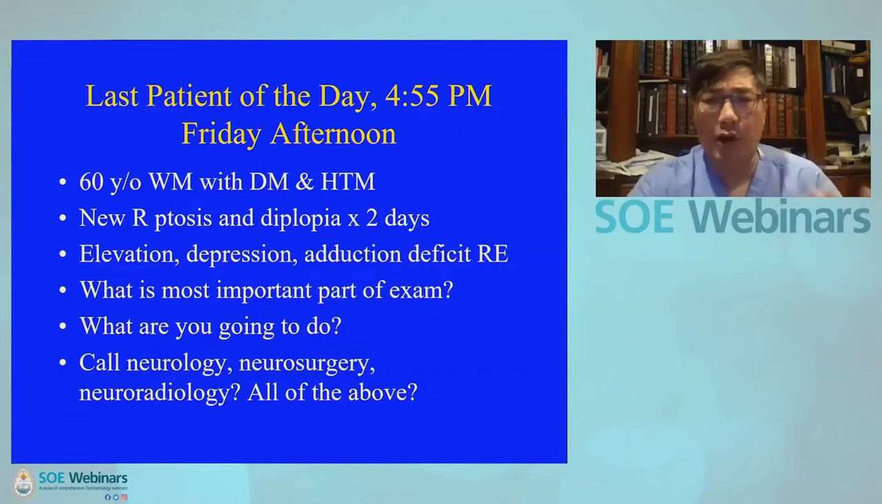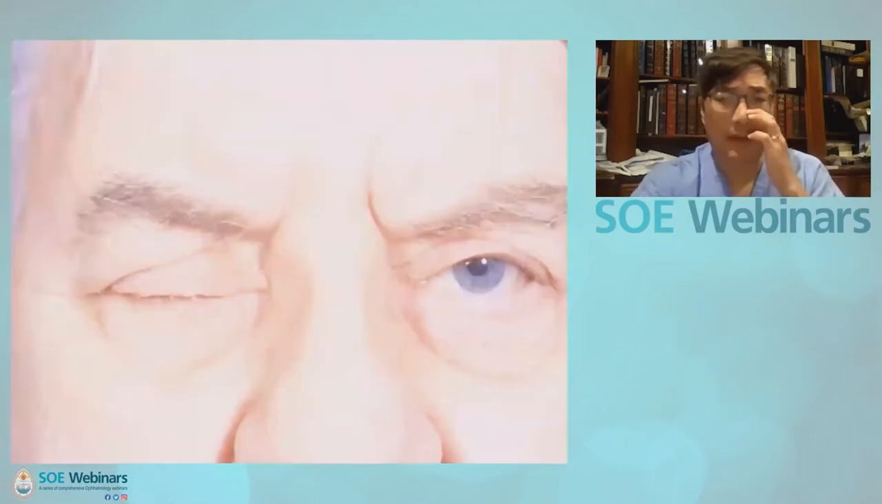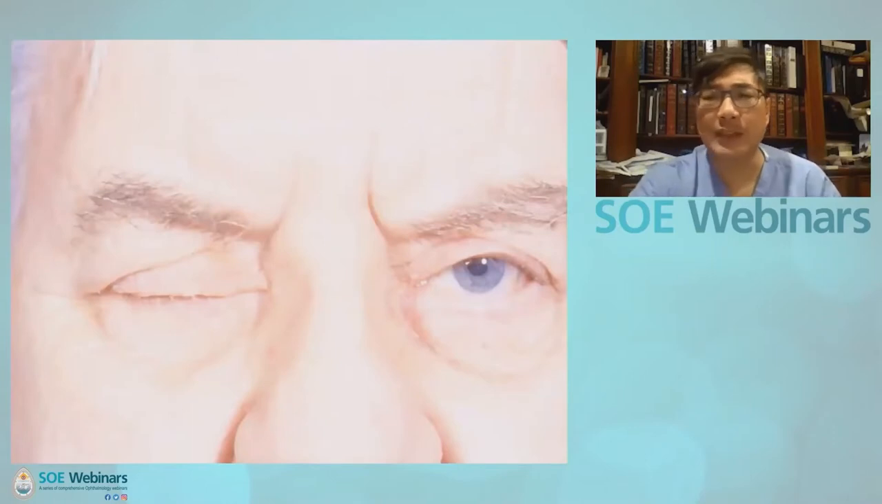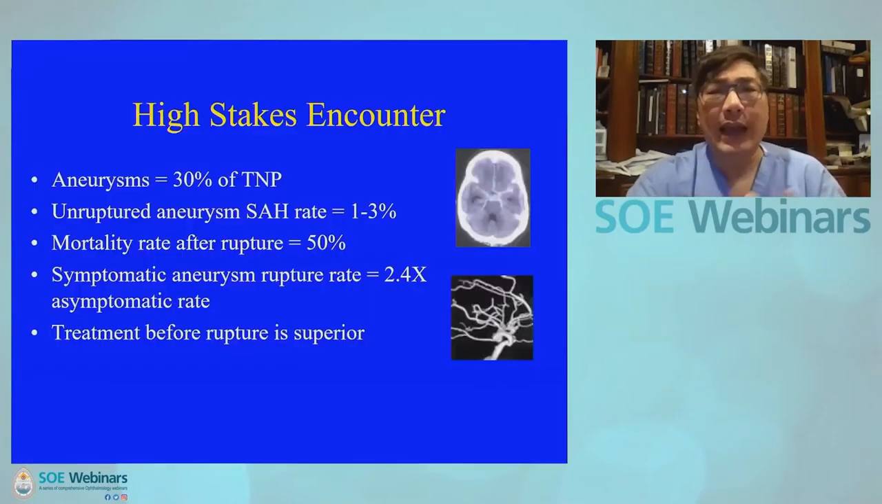So what's the most important part of this exam? And what are we gonna do? Are we gonna call neurology, neurosurgery, neuroradiology, all of the above? So here's the patient, they have a complete ptosis and an ophthalmoplegia. Well, this is the highest stakes encounter that an ophthalmologist will see.